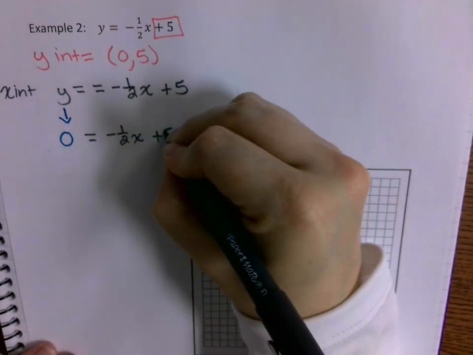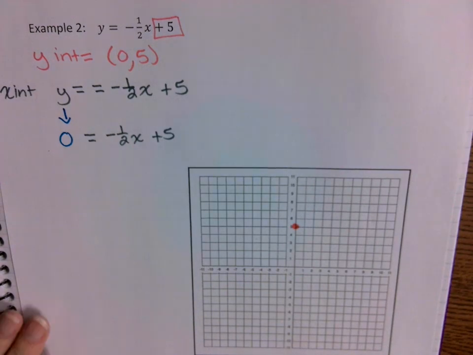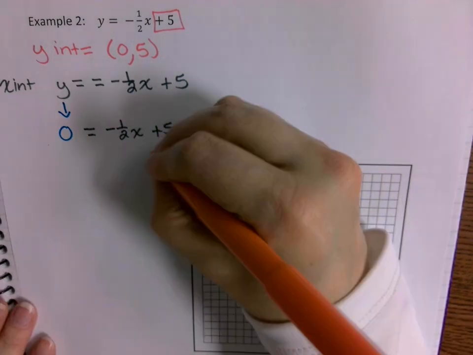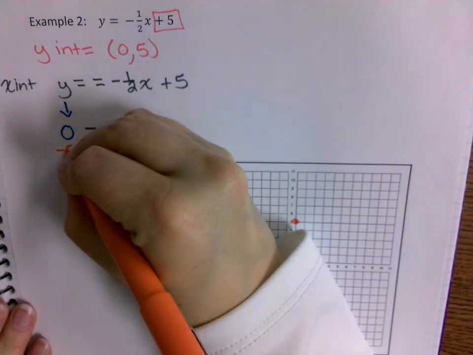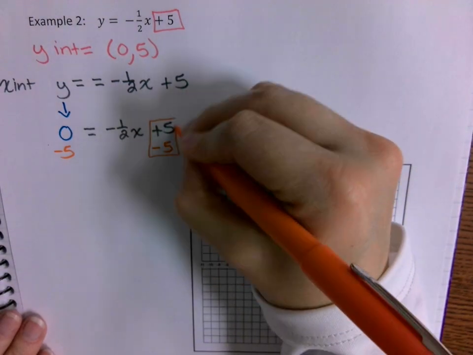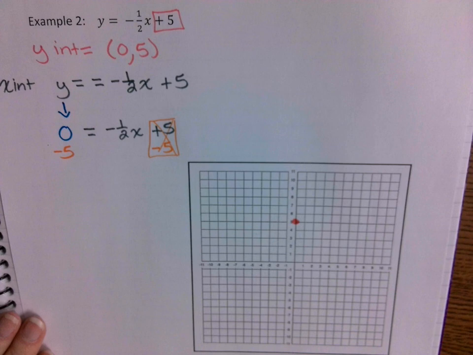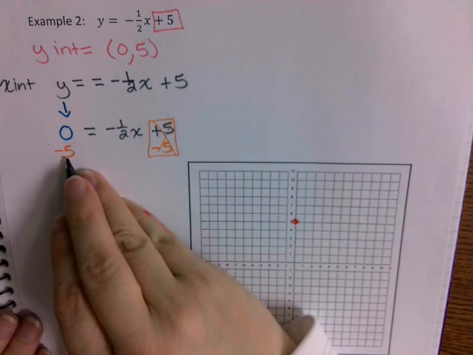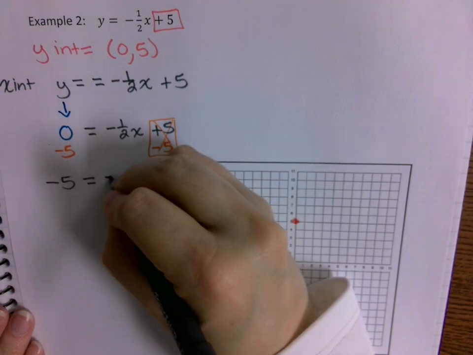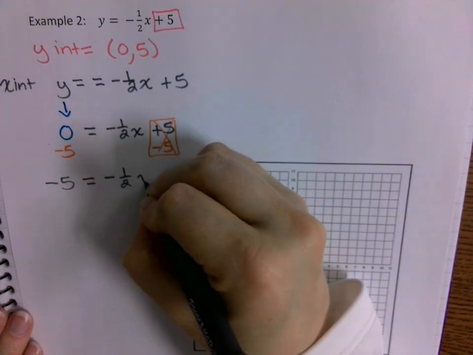Aiden, what is the first thing we're going to do? Minus 5. Very good. We're going to subtract 5 from both sides. Remember, the positive 5 and the negative 5 or minus 5 will cancel each other out. 0 minus 5 is going to give us a negative 5 equals a negative 1/2 x. Philip, what's the next step?